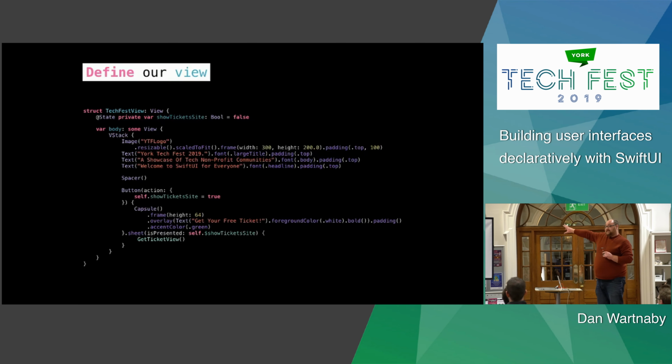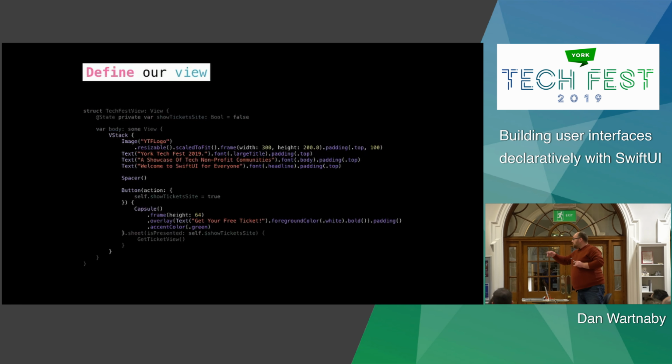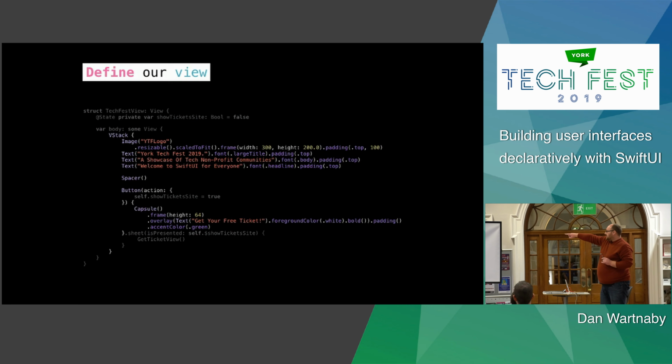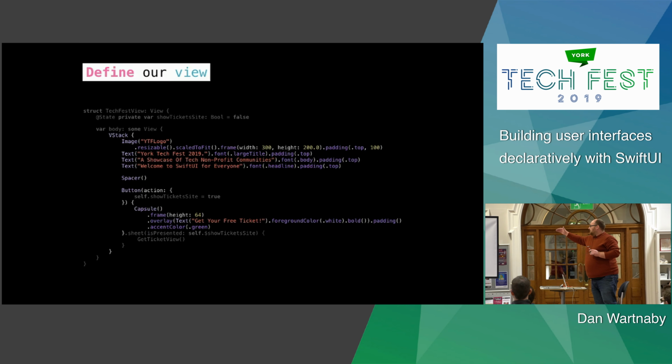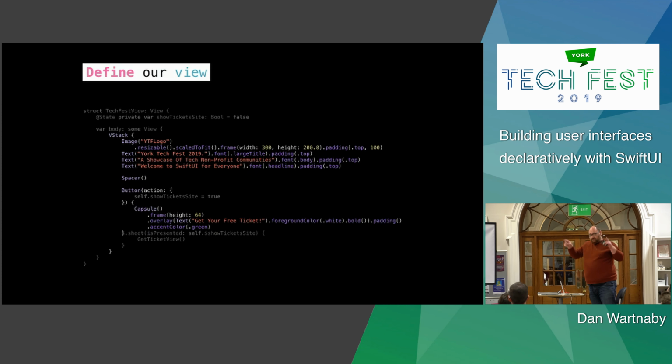This is the code. It's really small on there. Don't worry about it. What I'm going to do is highlight the bits that aren't boilerplate. We've got our vertical stack. We've got an image, which is YTF logo, with some sizing properties. 3 pieces of text. YorkTechFest 2019, a showcase of tech non-profit communities. Welcome to SwiftUI for everyone. Then there's our spacer. There's our button. And our button is a capsule, so it has nice rounded edges.